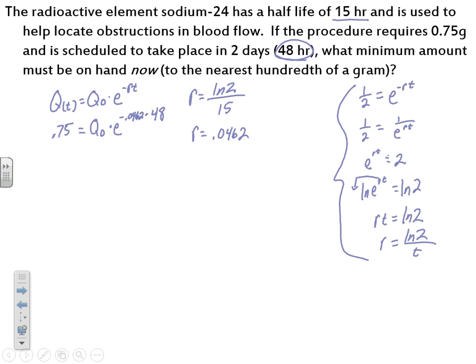And so now we can divide everything by the e to that power. And I'm not going to try typing that into the calculator for a decimal number. We'll just say 0.75 divided by e to the negative 0.0462 times 48 is equal to the initial quantity, and type that into your calculator, and the initial quantity that you needed of the sodium 24 is going to be, to the nearest hundredth, which would be 2 decimal places, 6.89 grams.